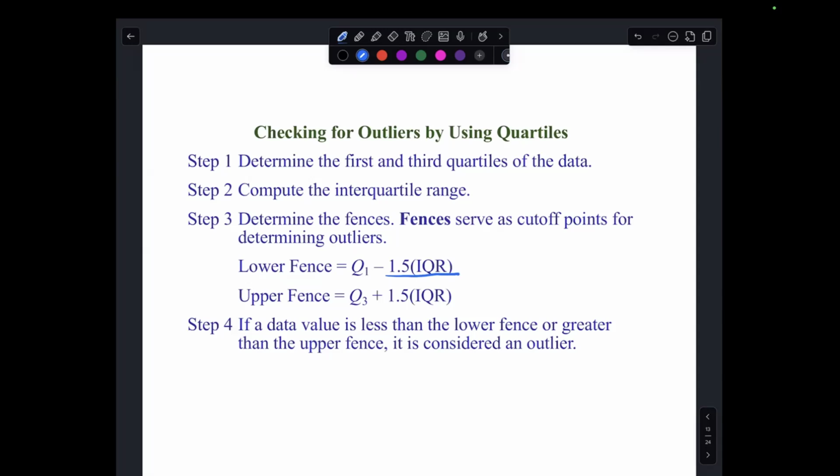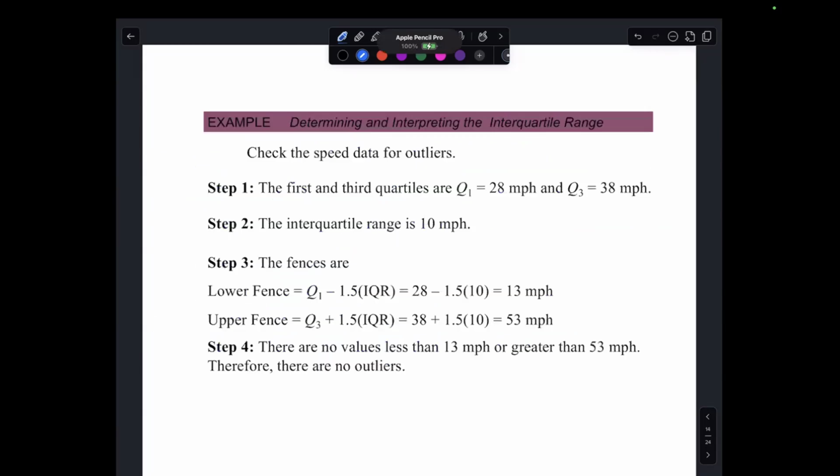All right, so let's do an example with the speed data. Once again, my Q1 is 28 and my Q3 is 38, so my interquartile range was 10. I take 1.5 times 10 and subtract that from 28. It gives you 13 miles per hour. If any of the speeds were lower than 13 miles per hour, it would be considered an outlier.